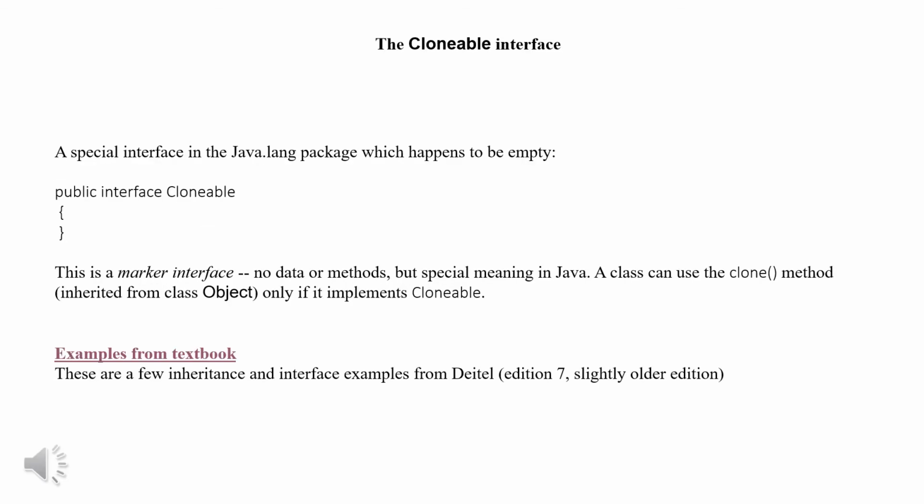See the Cloneable interface, a special interface in the java.lang package which happens to be empty. So it's public interface Cloneable. This is a marker interface. It doesn't have any data, it doesn't have any methods, but it has a special meaning in Java. A class can use the clone method only if it implements Cloneable. So that's a point that you need to keep in mind. Let's see some examples.